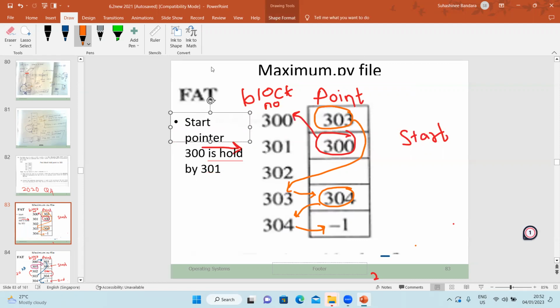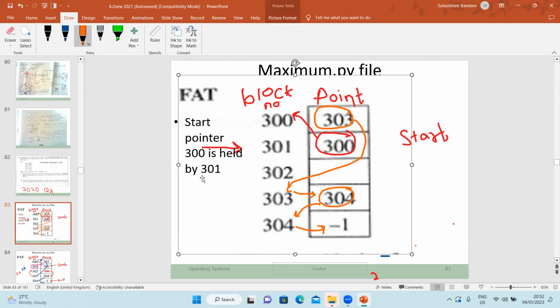Okay, this is very important. You will get this question in your exam, even in school. The start pointer is 300, and pointer 300 is held by 301.